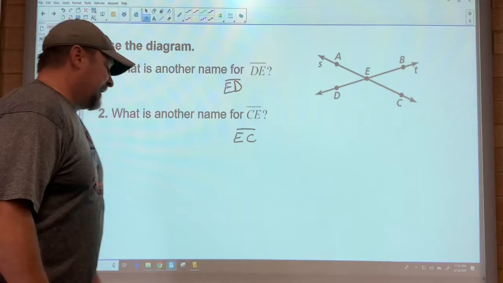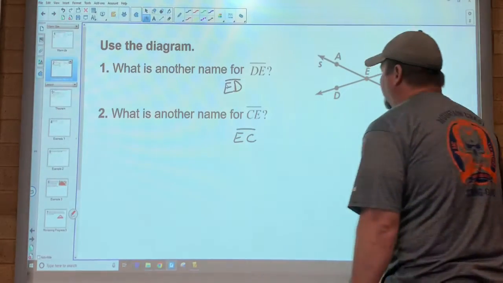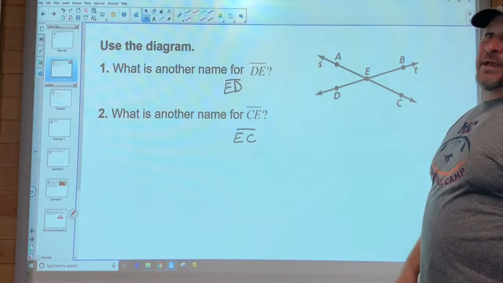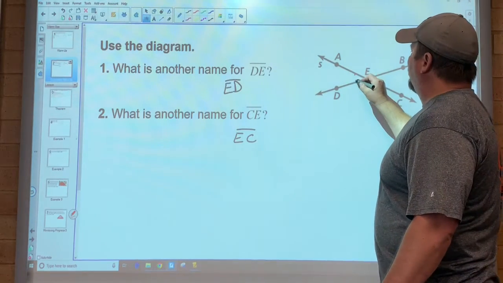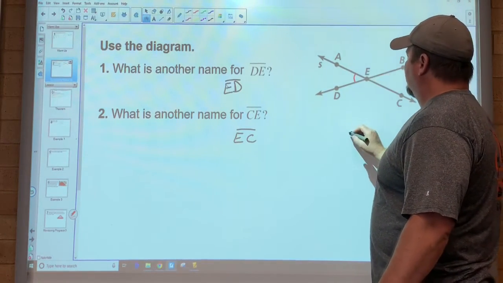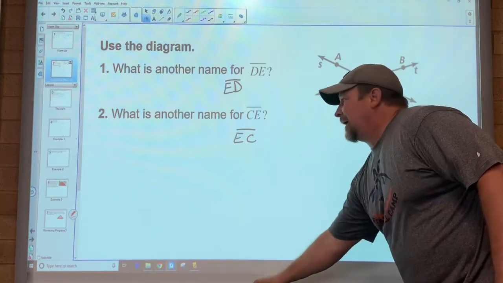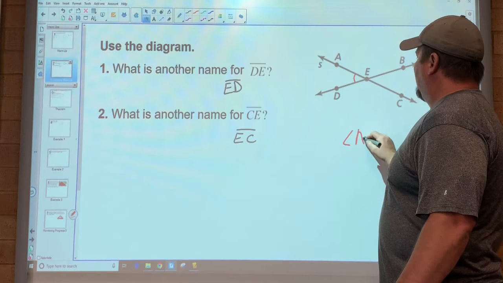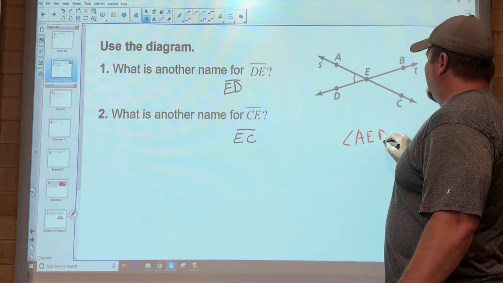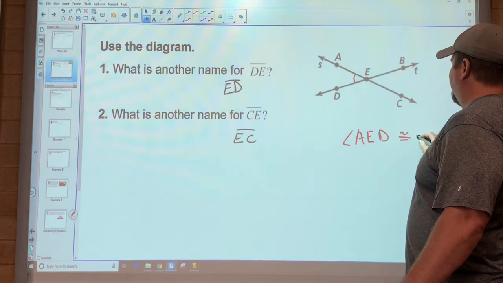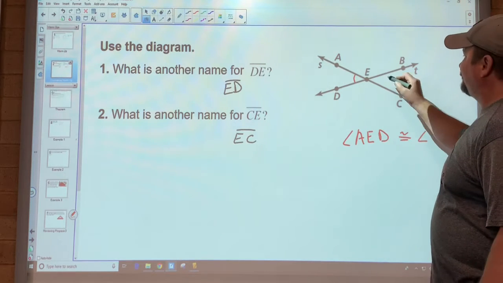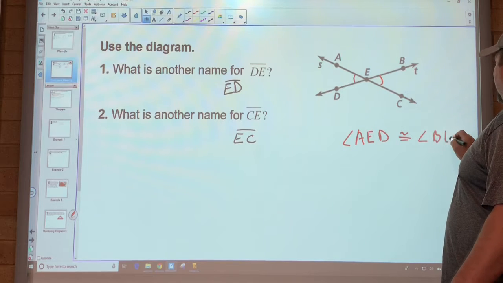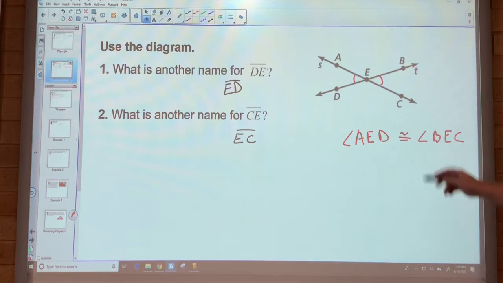I do want to talk about the angles. If you remember back when we learned about two lines that cross each other, anytime two lines cross, vertical angles are created. So this angle right here, AEC, so the measure of, and I really don't know the measure yet, so I'm not going to give a number. So angle AED is congruent to angle, and I'm going to say BEC. Those two angles are congruent.